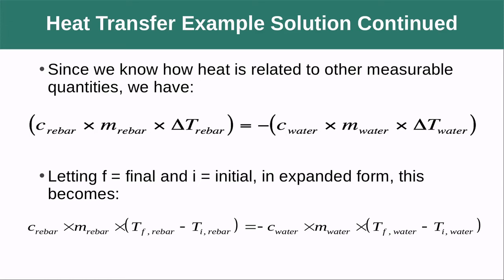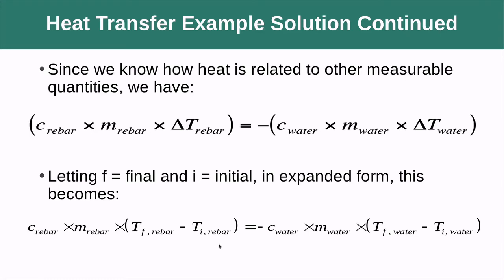Then we're going to have our C for water. This is going to be that 4.184 number that we were working with before. The mass of water was given to us, and the initial and final temperature of the water was also given in the problem. If we expand out our delta T values here, we get this expression, which looks a little complicated, but we now know pretty much all of these values except for the initial temperature of the rebar, which is what we wanted to know.